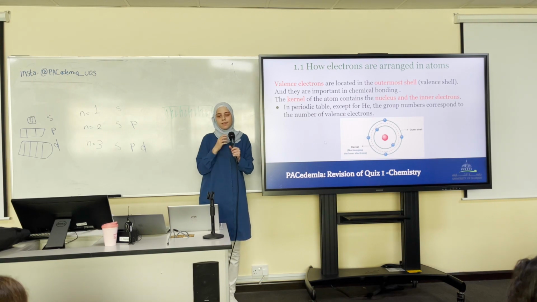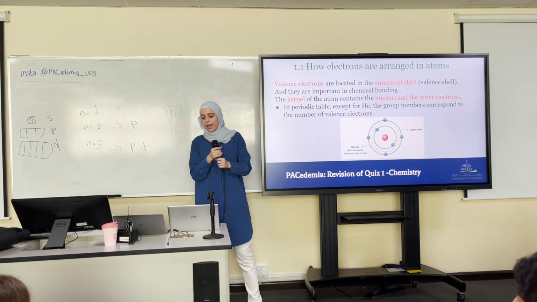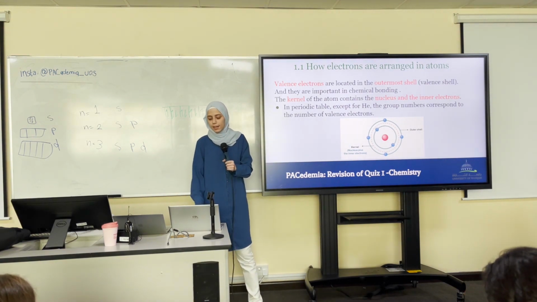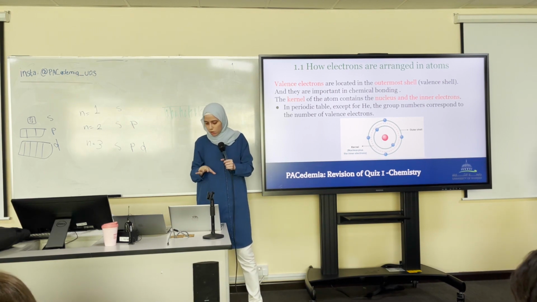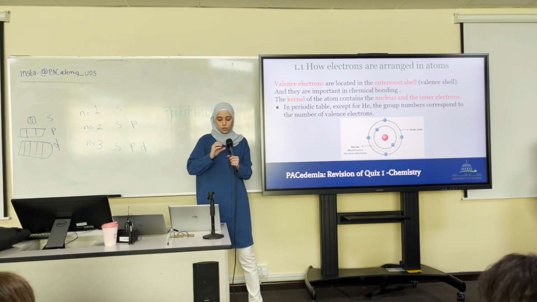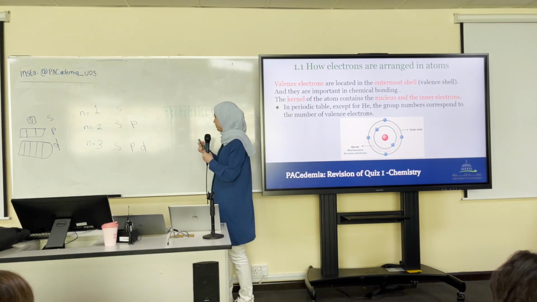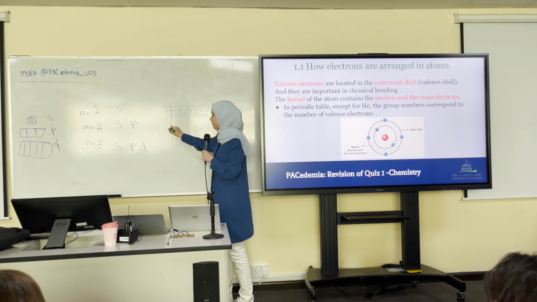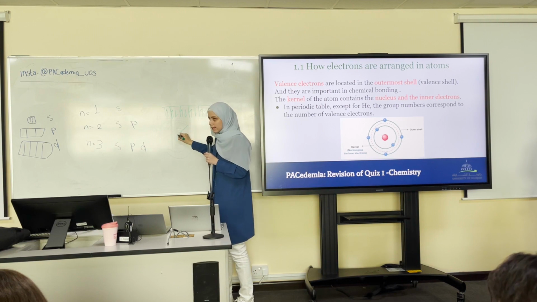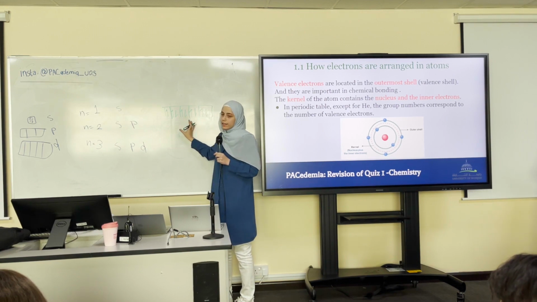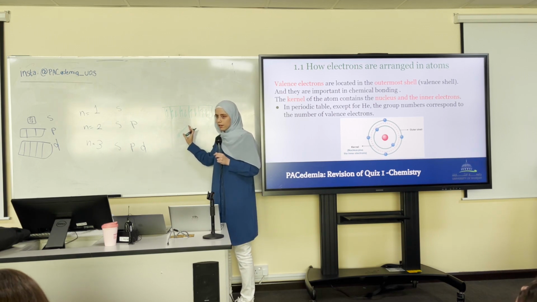Now, what are the valence electrons? The outermost electrons, exactly. The outermost electrons in the valence shell. Now we have something called in the book the kernel. Kernel is the atom with the inner electrons. You have here the atom, and you have here electrons in the orbitals. So the nucleus with all the inner electrons is the kernel, and the outermost are the valence.